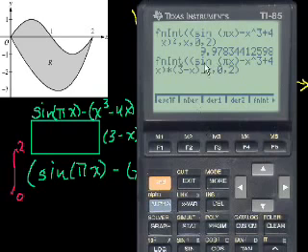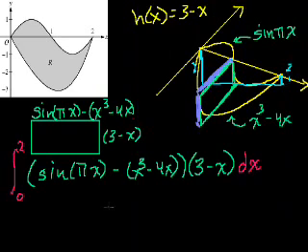And so we have sine of pi x minus x to the third plus 4x, right? That's the same thing as this, times 3 minus x. And our variable of integration is x, and we're integrating from x is equal to 0 to x is equal to 2. Let's hit enter. Notice that it is calculating, and our answer is 8.37. I think that is a fair answer. So the volume of the pond is equal to 8.37.